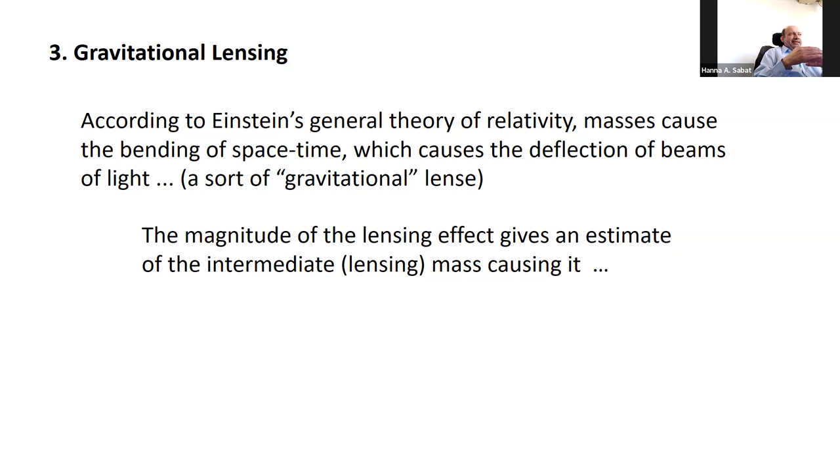And using this idea, scientists came up with the idea of a gravitational lens. Instead of using an optical lens, here we have a large mass between the observer, which is us, and the source behind it. And this causes a sort of gravitational lens. Now, the magnitude of the lensing effect gives an estimate of the intermediate lensing mass causing it. That's the idea. If we can measure how much lensing happened, or curvature that occurred to light, then we may estimate the mass between us and the light source. This is the basic idea.